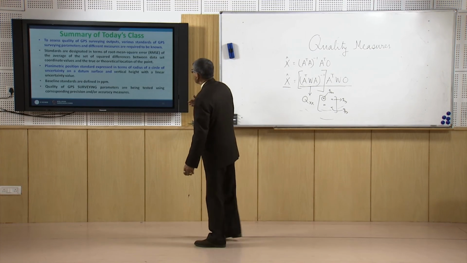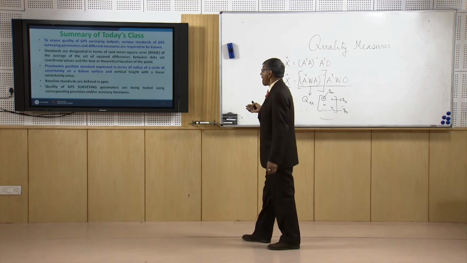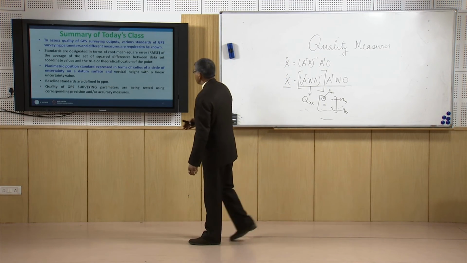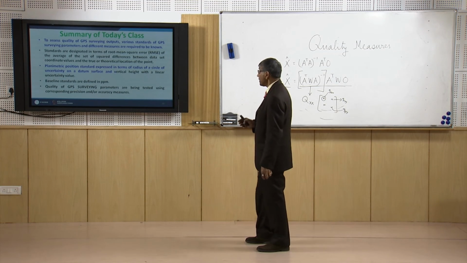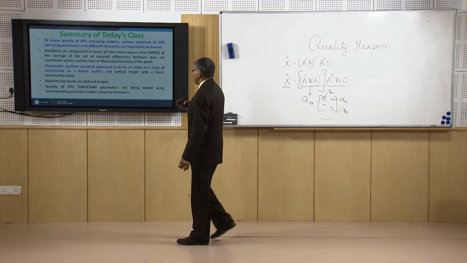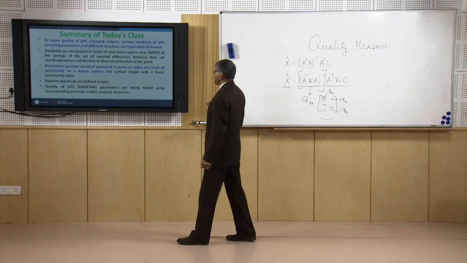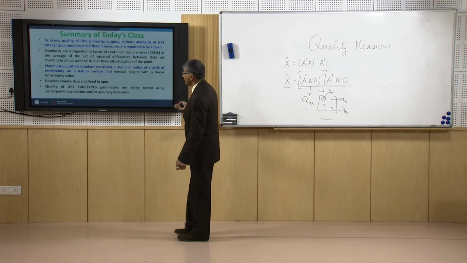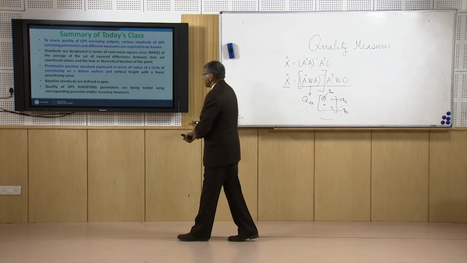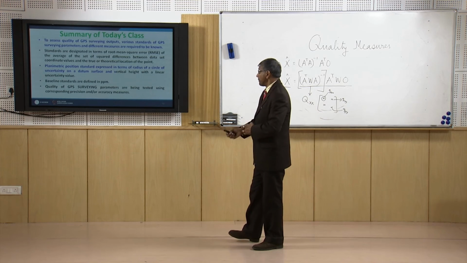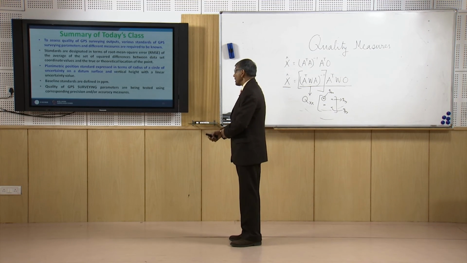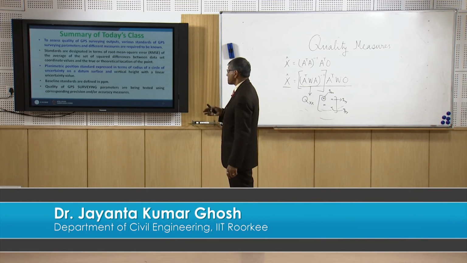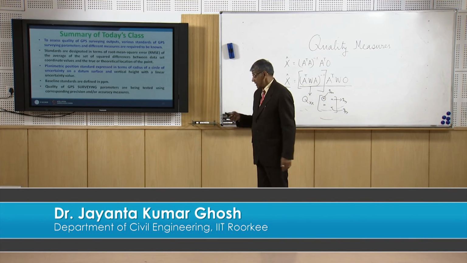Standards are designated in terms of the root mean square error of the average set of squared differences between data set coordinate values and the true or theoretical location. Planimetric position standard is expressed in terms of the radius of the circle of uncertainty on a datum surface, and vertical height with a linear uncertainty value. Baseline standards are defined in ppm, parts per million. Quality of GPS surveying parameters is tested using the corresponding precision or accuracy measures.